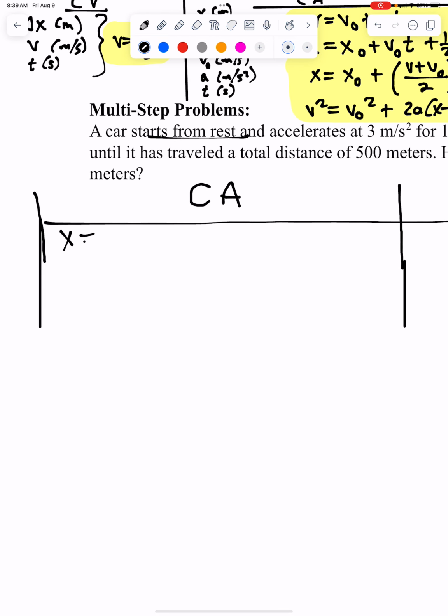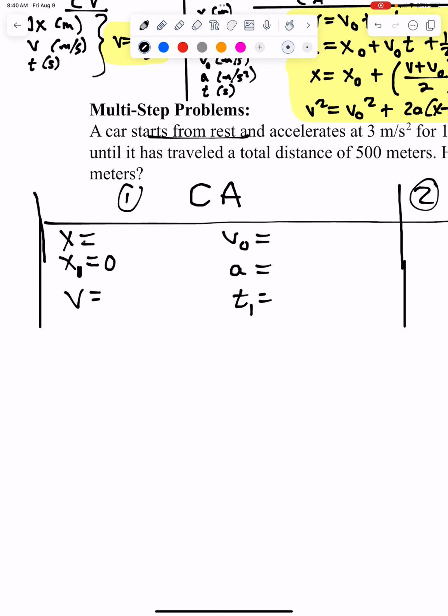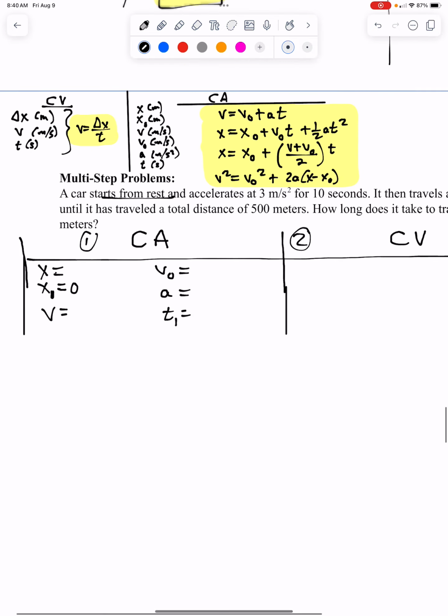X naught, which is always 0 unless the problem states otherwise. We always start at the starting line of 0, right? Unless the problem says otherwise, make it 0. V naught, A, and T. Now, since there's 2 time segments, a part 1 and a part 2, I'm going to call this T1. All right, now let's start filling some stuff out.